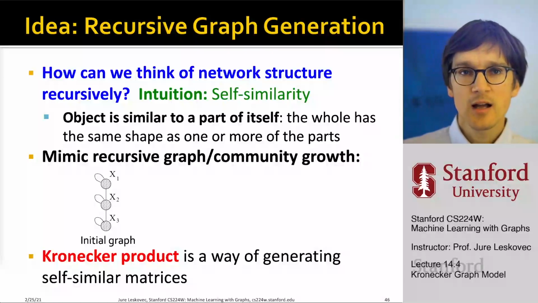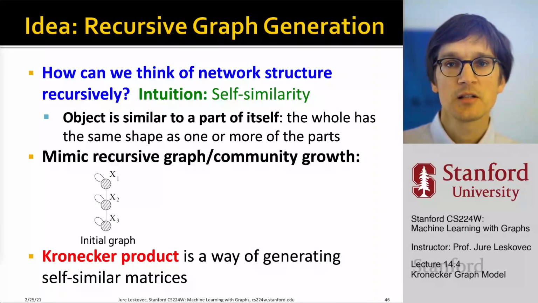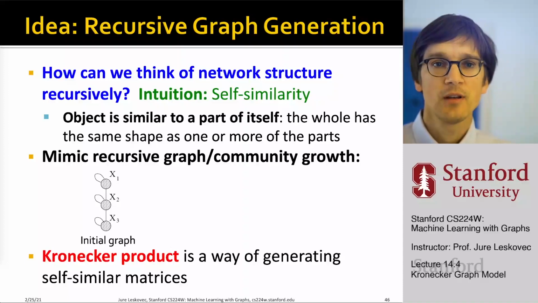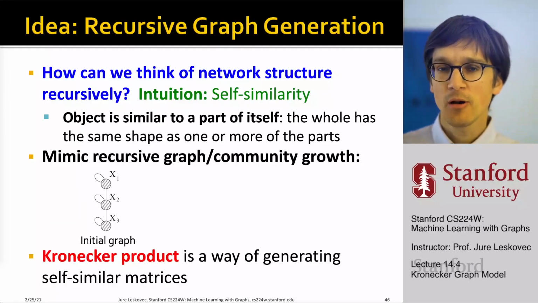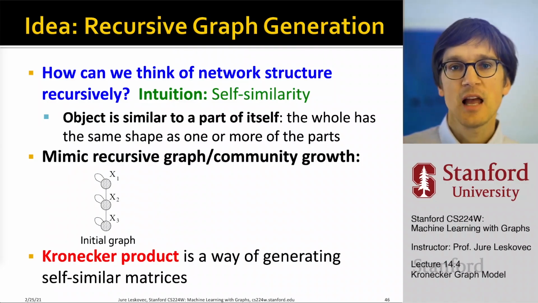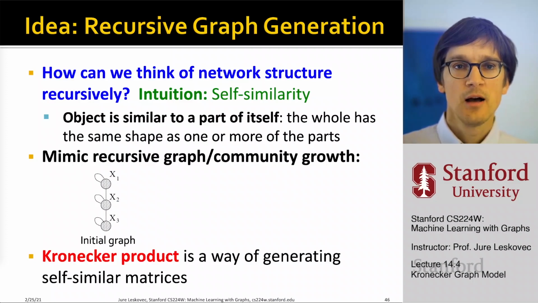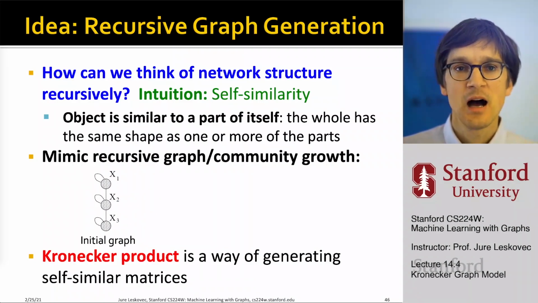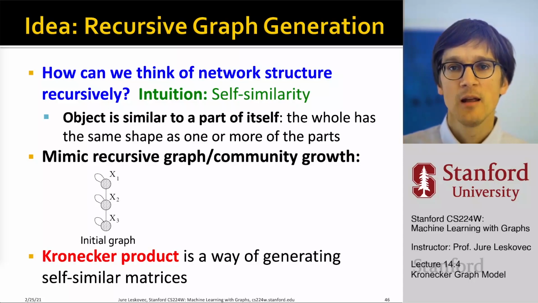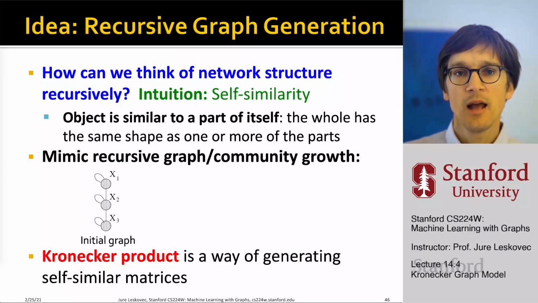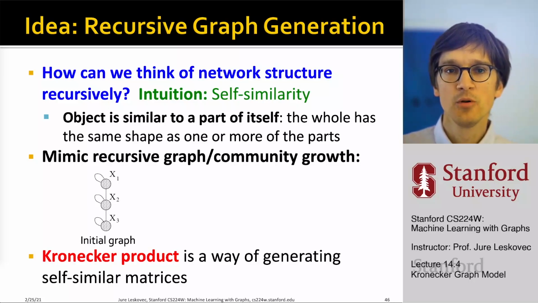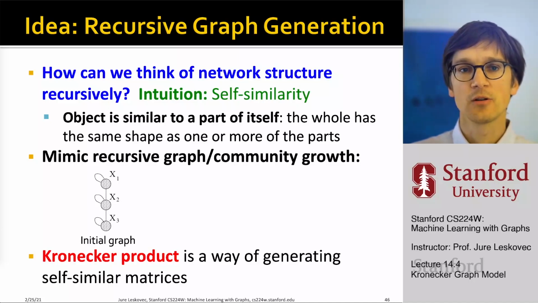The way we will think about this is from the viewpoint of recursive graph generation. Can we think of network structure recursively? In particular, can we generate networks that have this type of self-similar structure, where the object is self-similar if it is similar to a part of itself, like the whole has the same shape as one of its parts? The idea is that we would then be able to generate big graphs from small building blocks, and in this way perhaps imitate different communities and the growth of different communities.